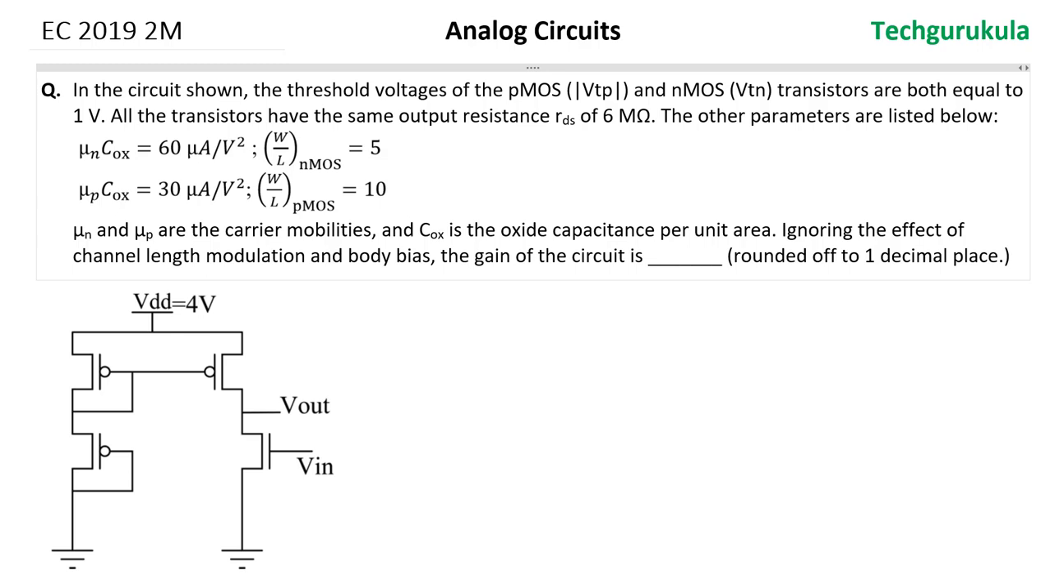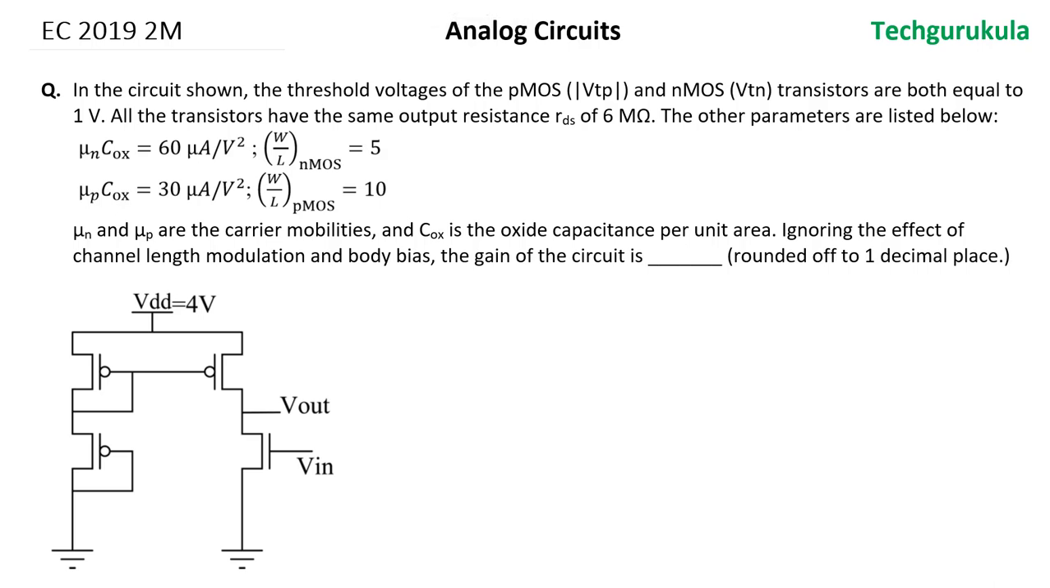Mu Cox for both PMOS and NMOS are given, and W by L of PMOS and NMOS are given. And mu N and mu P are the carrier mobilities, and Cox is the oxide capacitance per unit area. Ignoring the effect of channel length modulation and body bias, the gain of the circuit is dash.